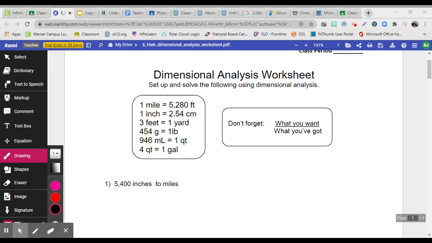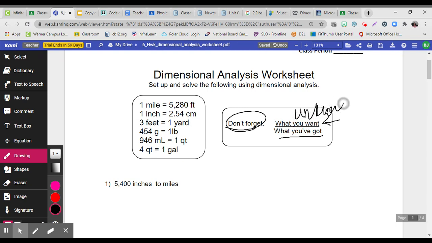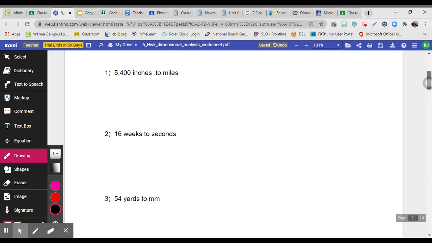Hey guys, today we're going to work on dimensional analysis. Dimensional analysis is a way of converting from one factor to the next. As you can see here, we start with the things we are given first. This is what we've got, and this is what we want. We also put this as given and unknown. So let's set up a couple problems and work through dimensional analysis.